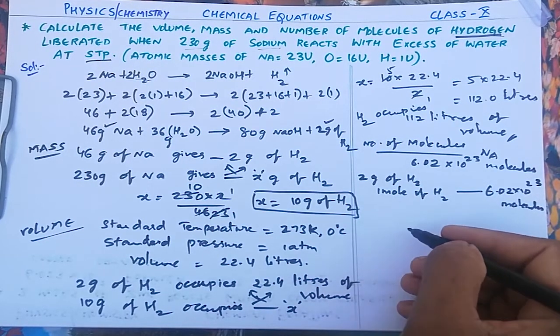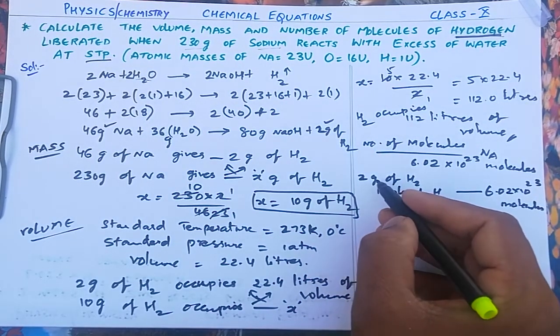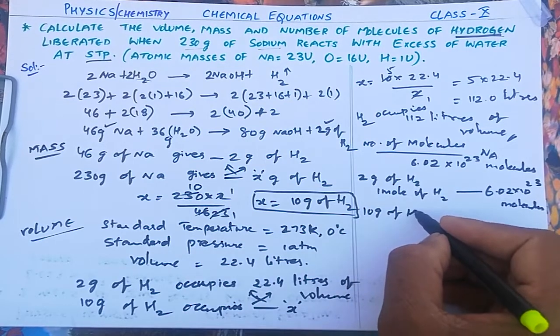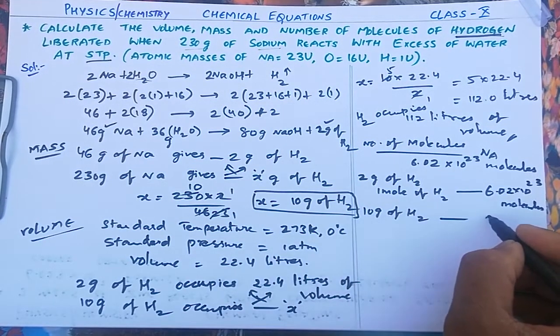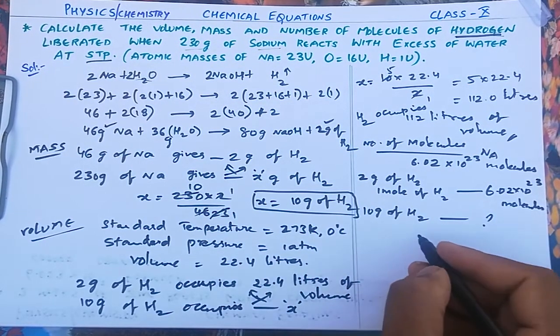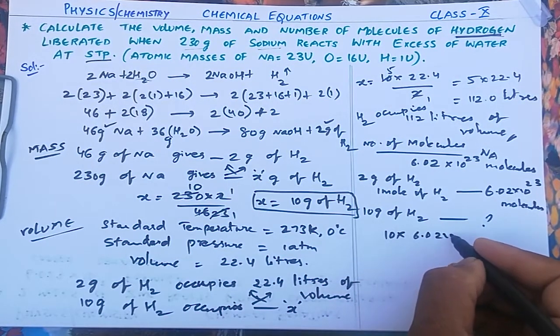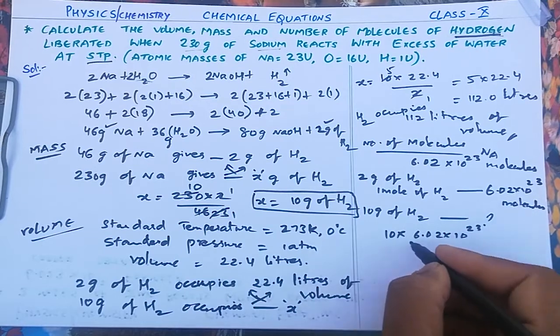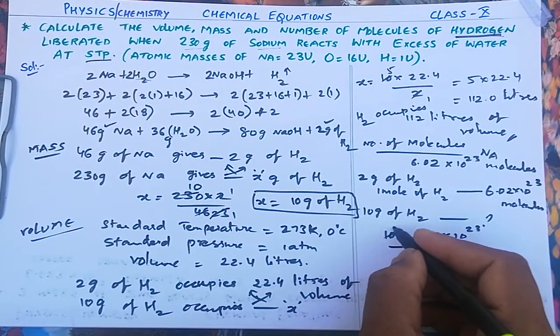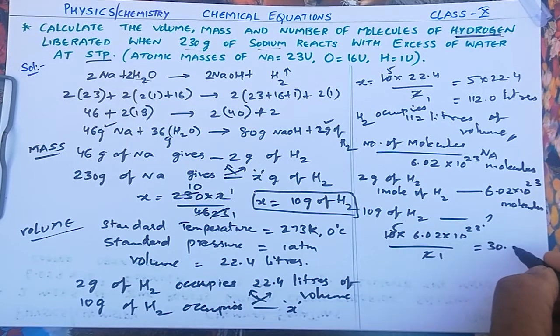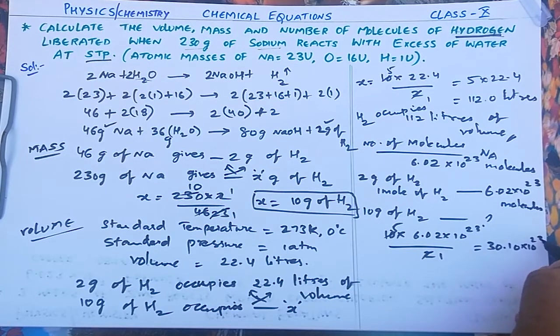Then now 10 grams of hydrogen, how many number of molecules? Cross multiply 10 into 6.02 into 10 to the power of 23 by 2. 2 ones, 2 fives. So 5 into 6 is 30. 30.10 we get into 10 to the power of 23.